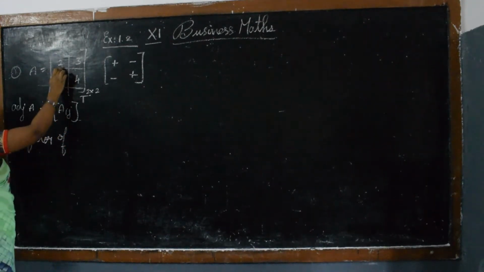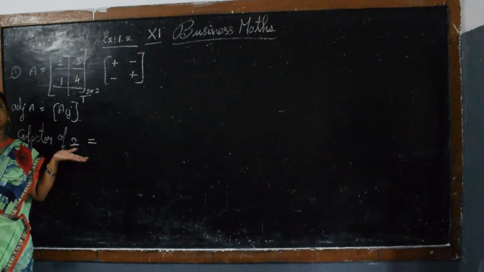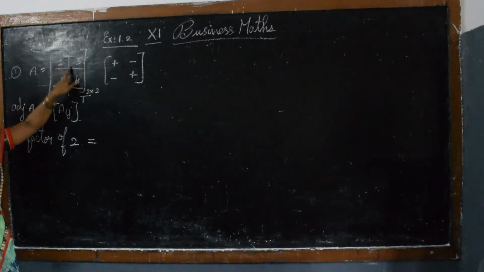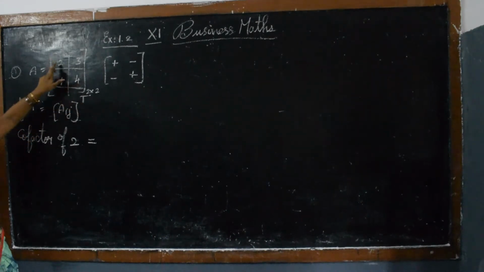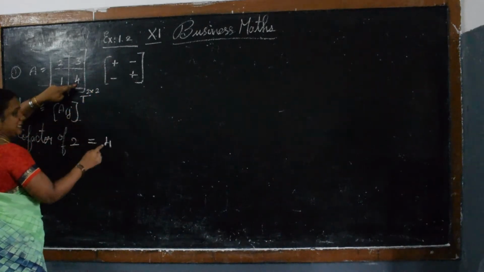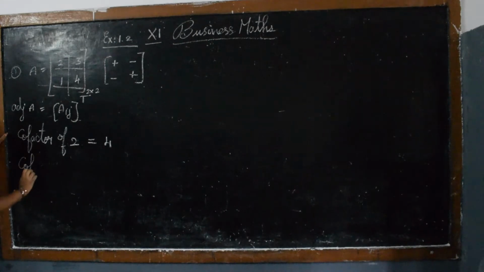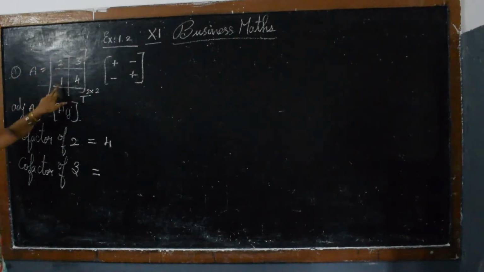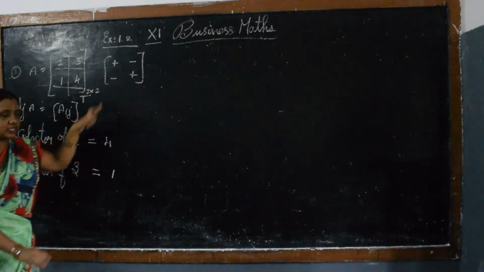The first element is 2. What is the cofactor of 2? Eliminate the row and column this element belongs to. Whatever remains is the cofactor for 2. So the answer is 4. See what is the sign given? Plus. Already plus here, so no need to change this sign. Next, cofactor of 3. What is the answer? Eliminate this row and column. Then what remains? 1. But see, the sign is plus, the next one is minus. So put minus here.